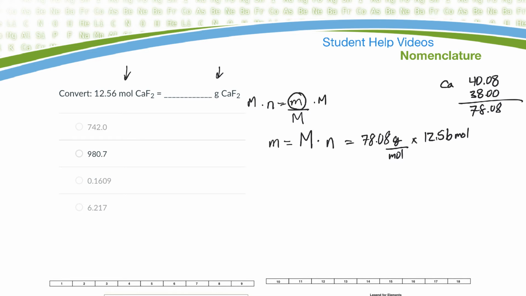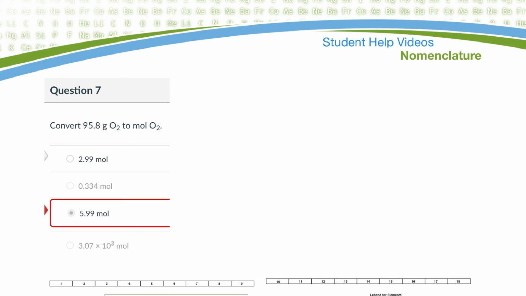So calculator, 78.08 times 12.56. So I get 980.6848. 4 sig figs, so I'd be calling this one 980.7. There's my 4 sig figs. The moles cancel out, so my units are grams. There's one. Let's try another one. Looks like that was the same answer they had.